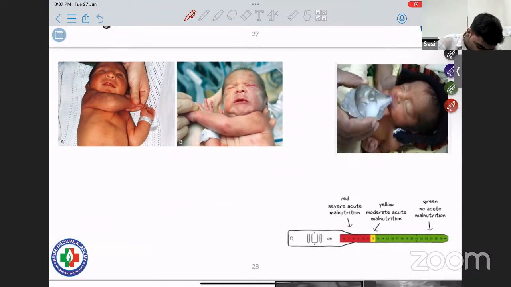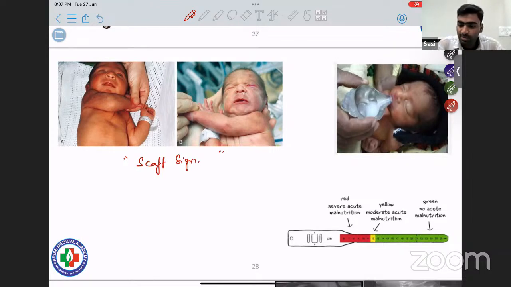This is a sign. What is the name of this sign? Answer in the chat box. Yeah, it is known as the scarf sign. It is used to assess the gestational age of the child.